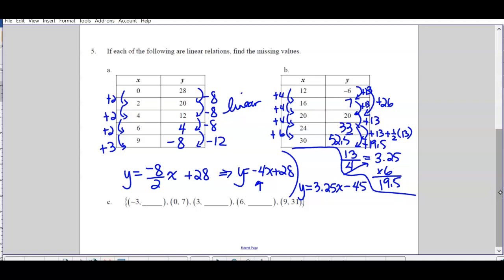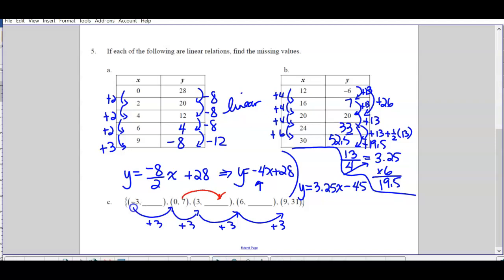And C. So here, what's happening? We're increasing by 3, increasing by 3, increasing by 3, increasing by 3. Okay, then what do we know? I'm going to use red here.